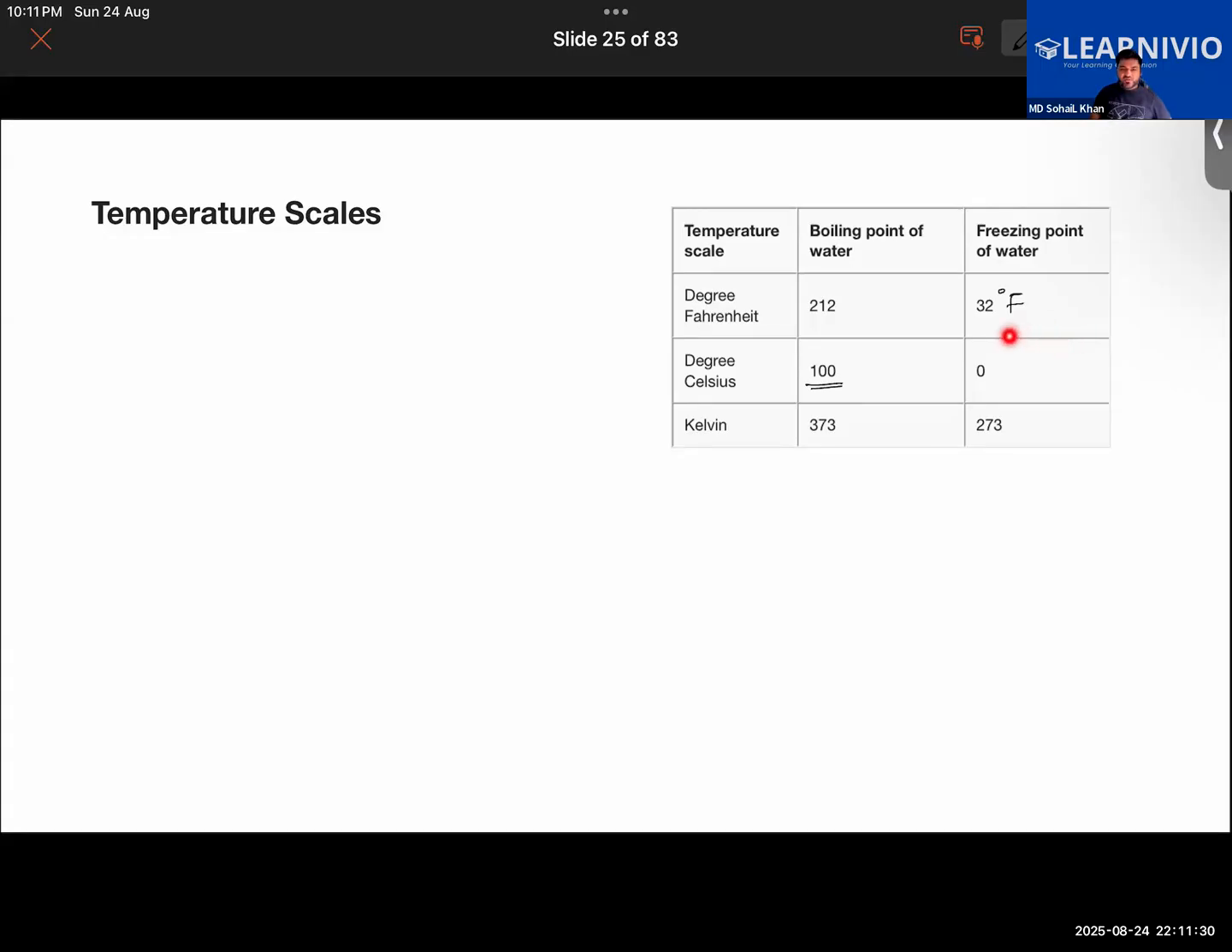So water freezes at 0 degrees Celsius, and that is equivalent to 32 degrees Fahrenheit on the Fahrenheit scale and 273 Kelvin on the Kelvin scale.